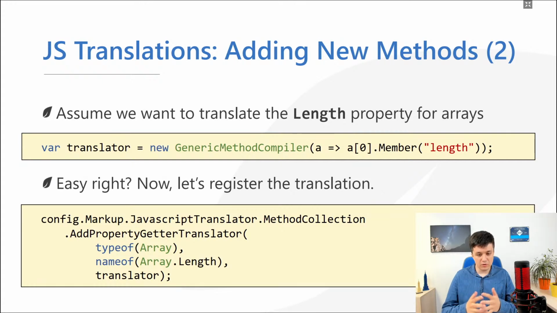So as you may know, properties in .NET are basically syntax sugar for a backing field and a getter method and a setter method. And when it comes to the length property, the setter is of course not accessible, but we will be using the getter method in order to query how long is the array that we are working with. So we will be providing a JavaScript translation for the getter method of the length property on arrays.